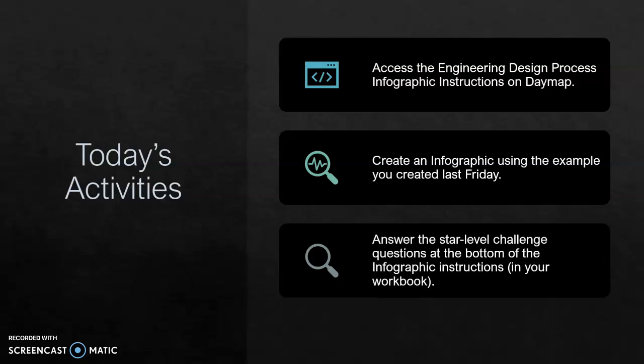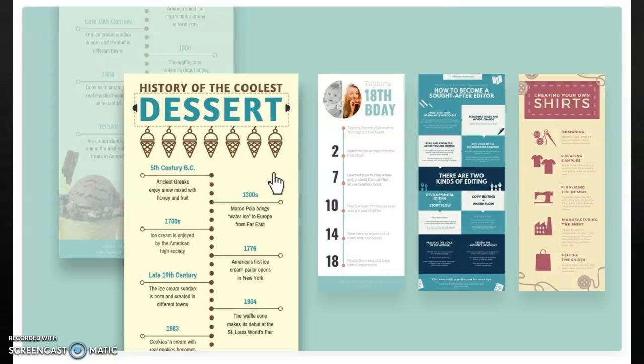And then you need to answer the star level challenge questions at the bottom of the infographic instructions. So these need to be done in your workbook. This is what an infographic looks like in case you haven't heard of it. Basically, it is like an accumulation of information and pictures. You don't need to include masses of information. You might just be working through the steps. So you do step 1, define the problem, and so on for the rest of the engineering design process, and include pictures along the way.